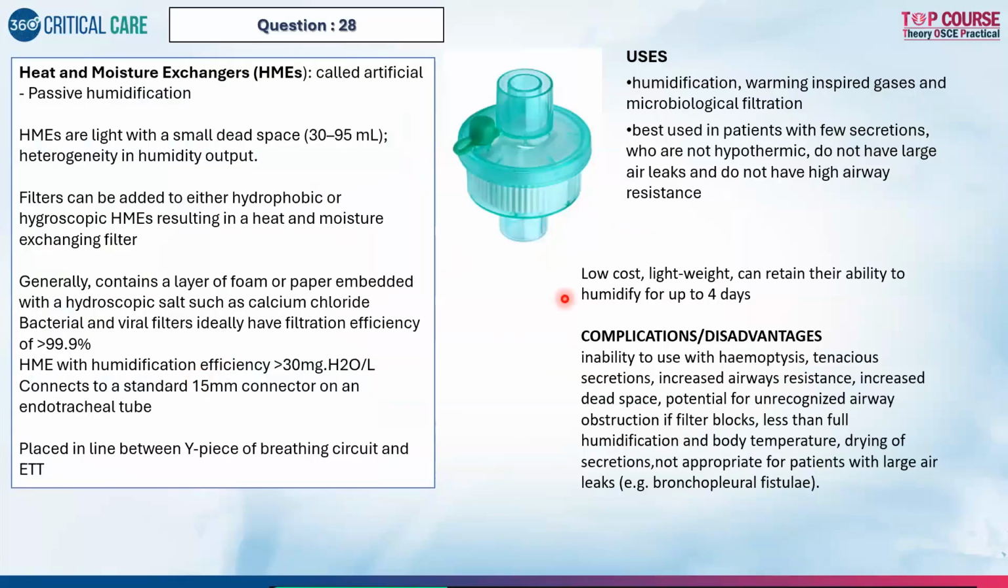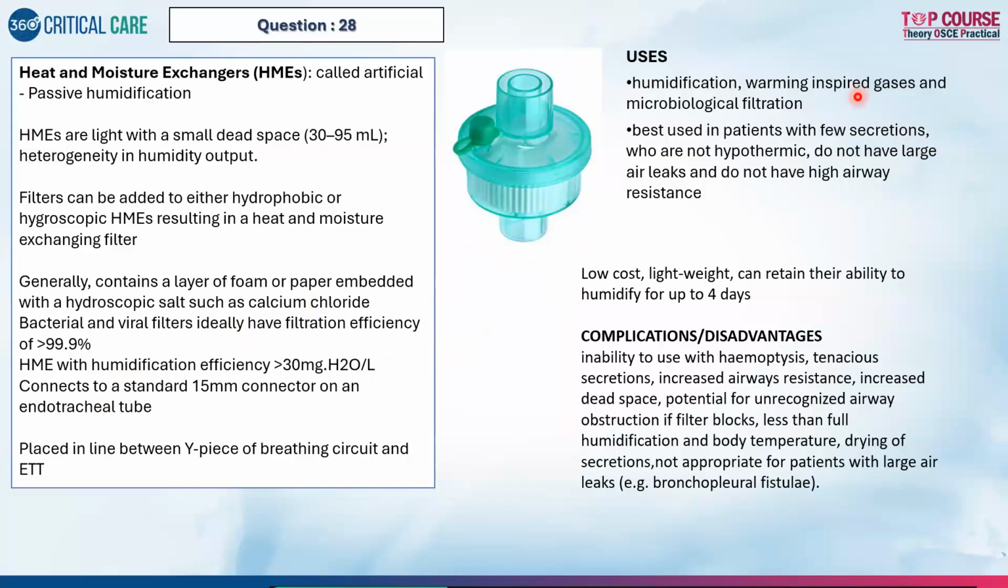Coming to the heat and moisture exchangers, it is an artificial or passive humidification device which comes with a small dead space of 30 to 95 ml. Filters can be added here, either hydrophobic or hygroscopic filters, and there is a central layer of foam or paper embedded with a hygroscopic salt, that is calcium chloride. It has a filtration efficiency of more than 99.9% and a humidification efficiency of more than 30. A connector is used for the placement of this.